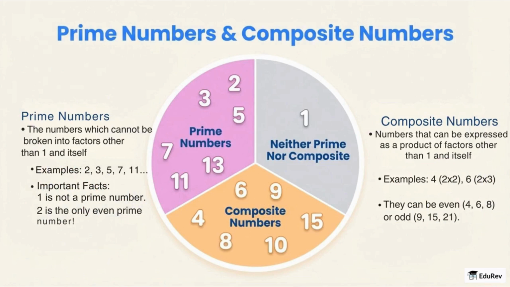First, let's sort numbers into two big families: prime and composite. A prime number has exactly two factors, 1 and itself, so it can't be split into smaller whole number factors. Examples are 2, 3, 5, 7 and 11. 1 is special, it's not prime, and 2 is unique as the only even prime. Composite numbers, on the other hand, can be written as a product of smaller whole numbers, like 4 equal to 2 times 2, or 6 equal to 2 times 3. Understanding primes is the foundation for finding HCF and LCM.